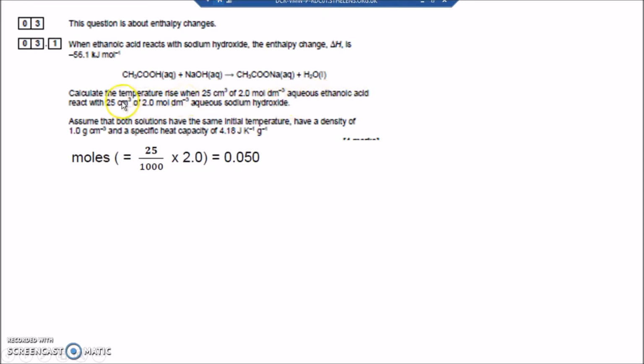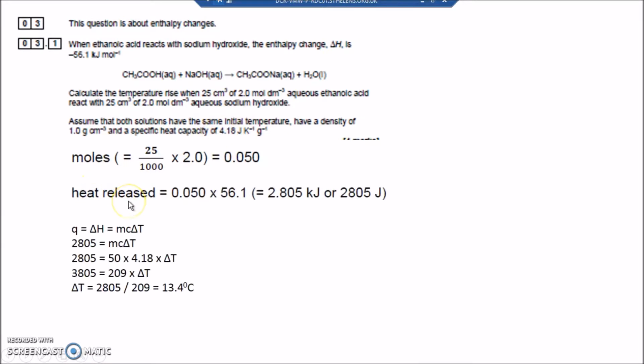It reacts with the same number of moles of aqueous sodium hydroxide, 25 centimeters cubed, 2 moles of that, sodium hydroxide, 1:1 ratio. Assume that both solutions have the same initial temperature, and have a density of this, specific heat capacity. So what have I got? Specific heat capacity, it must mean that I'm using Q equals delta H equals mc delta T.